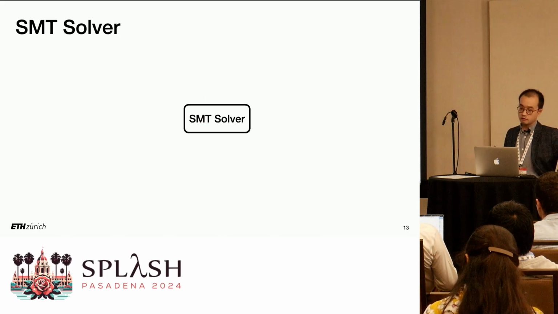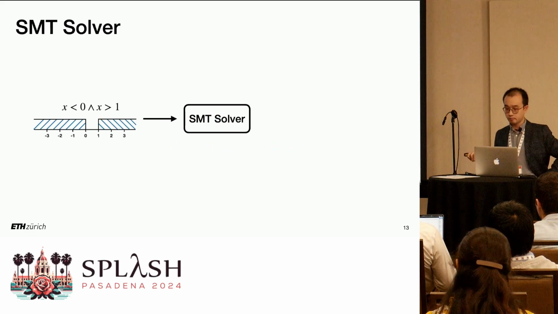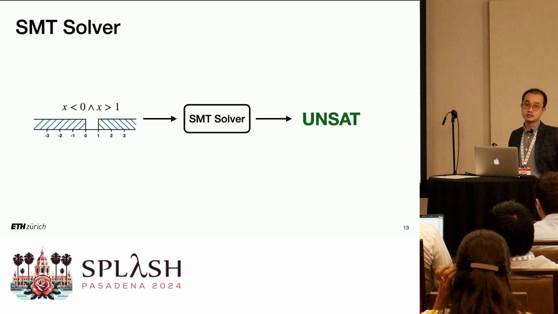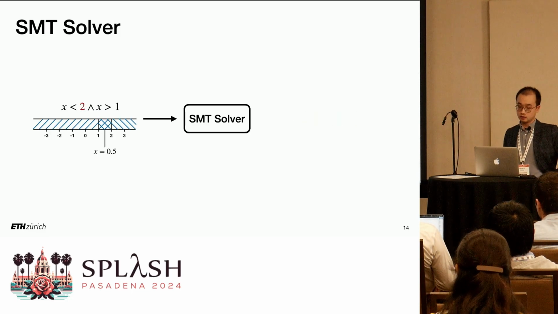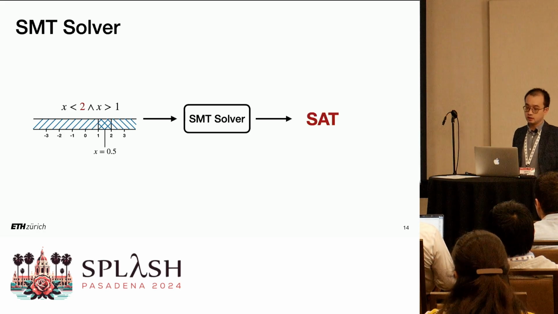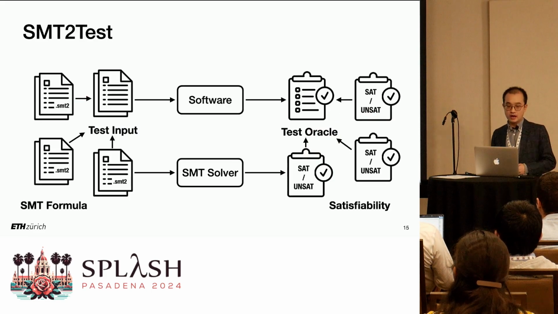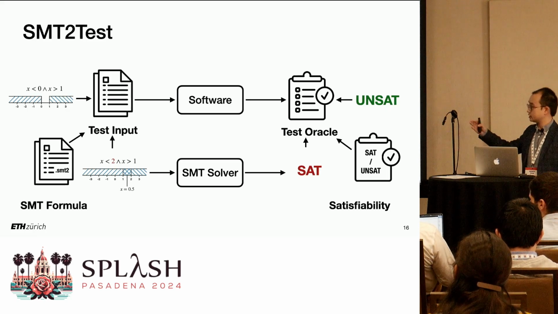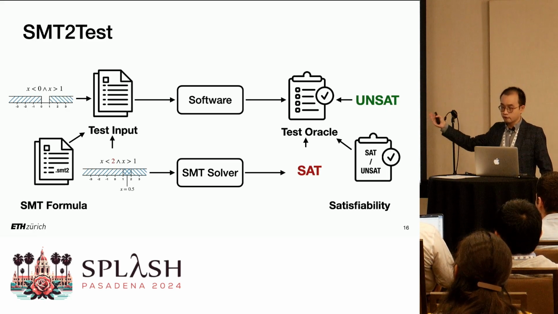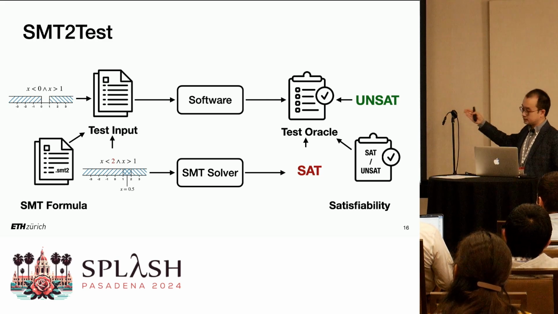And the SMT solver is a tool to automatically solve the SMT problem. For example, given an unsat formula, it will automatically give unsat. And if we give it a sat formula, then it will automatically give sat. So it's a tool we can use. Within our framework, the SMT formula is essentially the first order logic formula, and the satisfiability is essentially the sat or unsat answer.